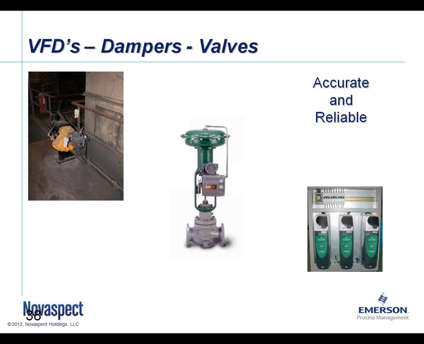We're looking for accurate, reliable devices. We want them to position accurately to the request from the control system. So on the left, the first one we have there is a rotary vane actuator that we've got installed on a damper application. The middle one, of course, is the Fisher control valve that we're accustomed to working with and using for, say, feed water or gas flow.